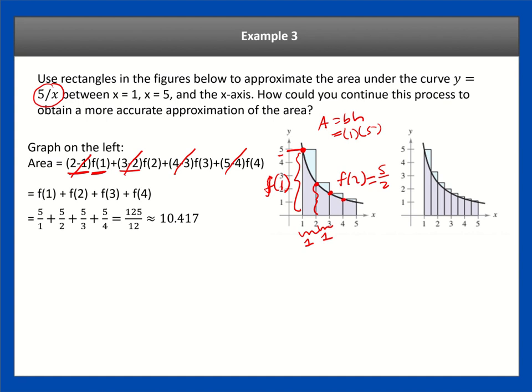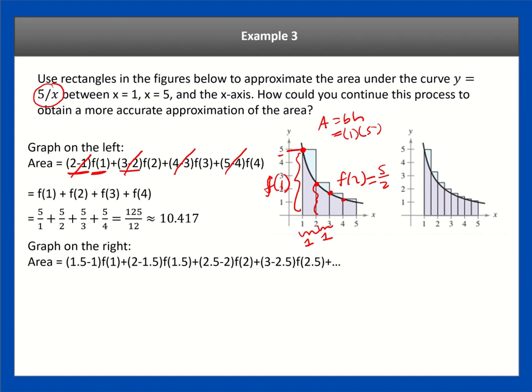Well, then we know that f of 1 is 5 over 1 because the function is 5 over x, right? So it's f of 1, f of 2, f of 3. So 5 over x: 5 over 1, 5 over 2, 3, and 4. So if I add those, I get an area of 10.4. Remember, this is just an estimate.